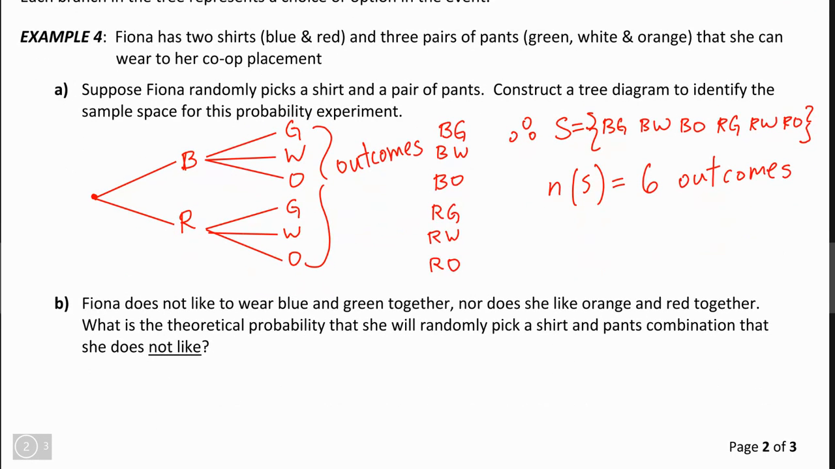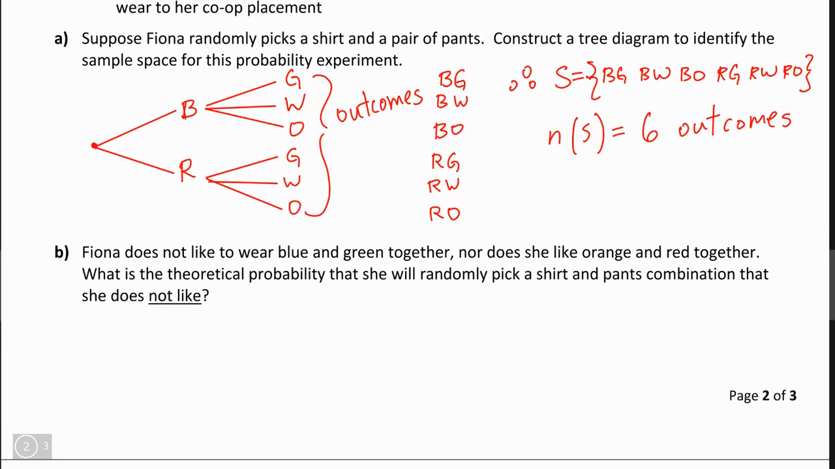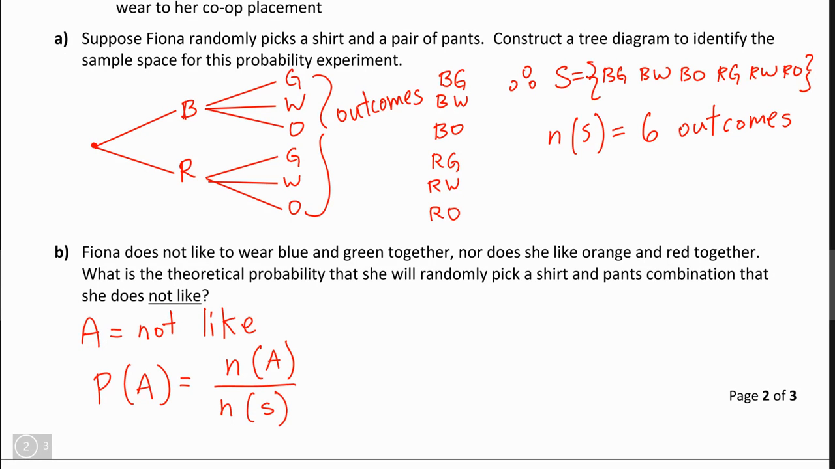Okay. Part B. Fiona does not like to wear blue and green together, nor does she like orange and red together. What is the theoretical probability that she will randomly pick a shirt and pants combination that she does not like? So the event is something that she does not like. And so the probability of the event is equal to the number of ways that you can get that event to happen over the total number of possible outcomes. So how many outcomes will result in her not liking something?